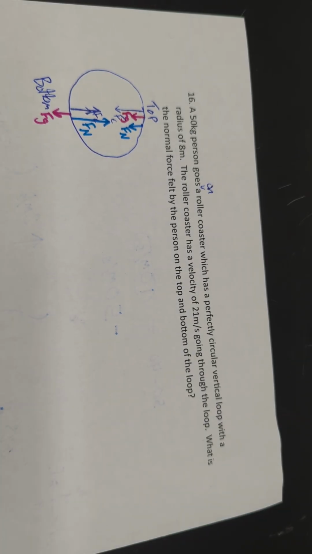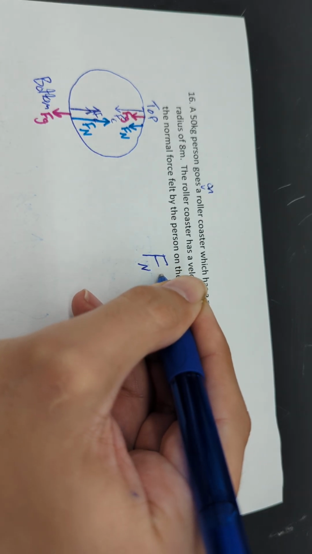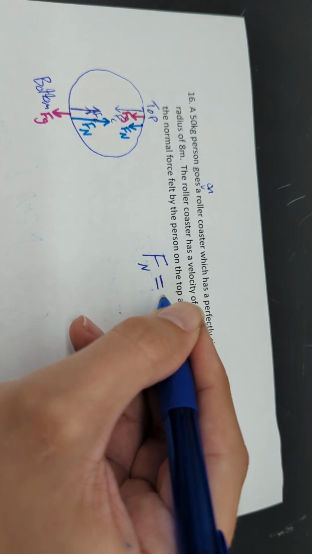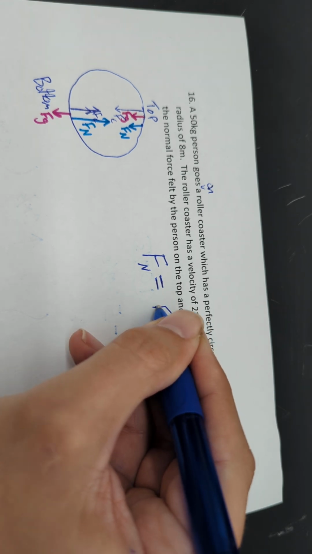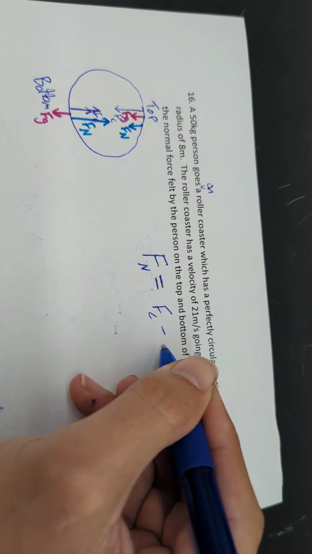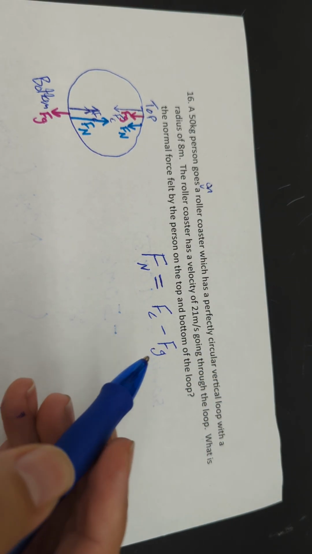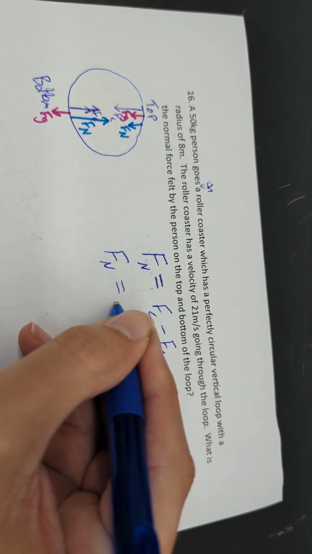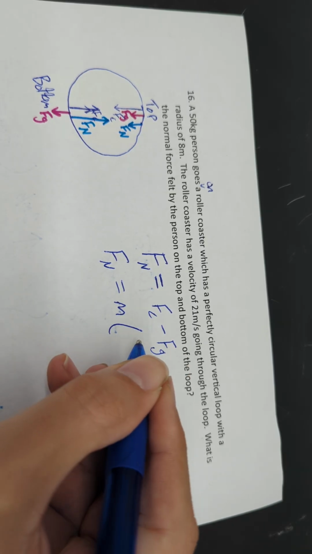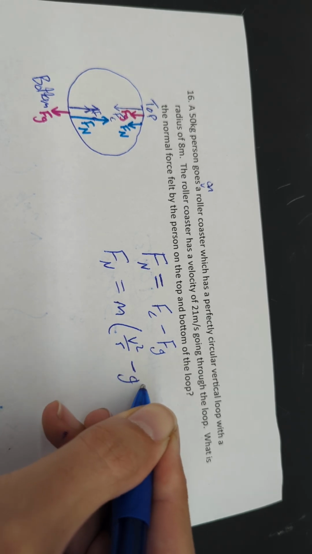I have this equation that I worked out. You guys have this in your notes. The normal force is going to be equal to the centripetal force minus your force from gravity. So we can simplify it a little bit more, and again, you have this in your notes as well. That would be your mass times your centripetal acceleration minus gravity.